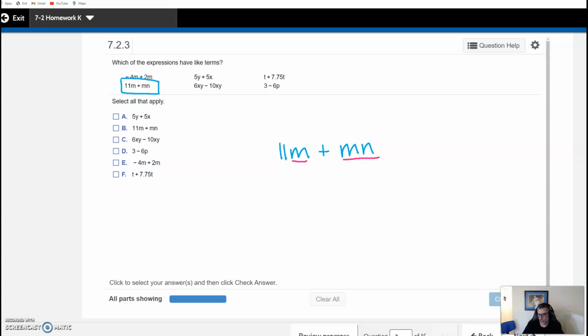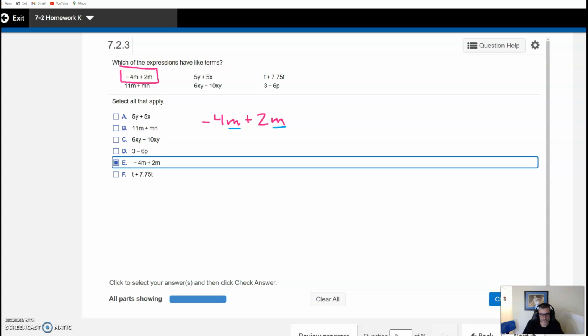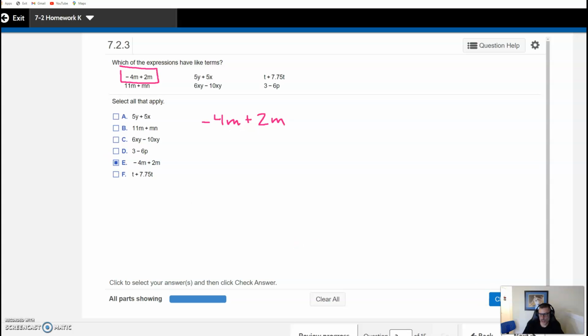So what you're going to do is you're going to go through your list here. So my first one, negative 4m plus 2m. I'm just going to look at the variable part. Is the variable part the same? I have an m, I have an m. Yes, this one is the same. So I can go down to my list here and say yes, this one does have like terms. Okay. On to the next one.